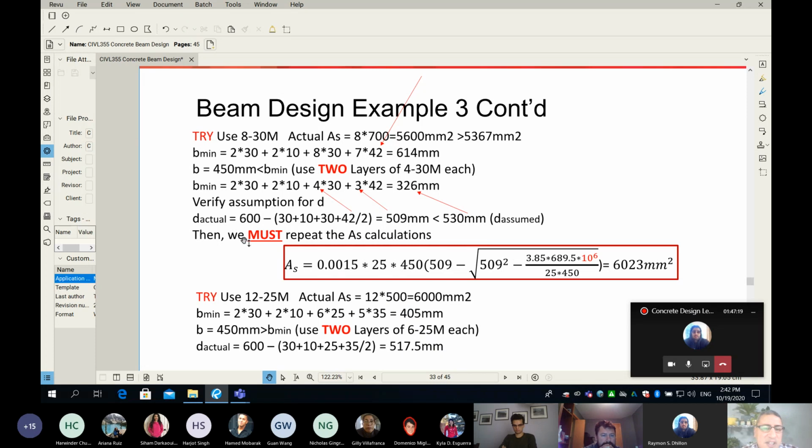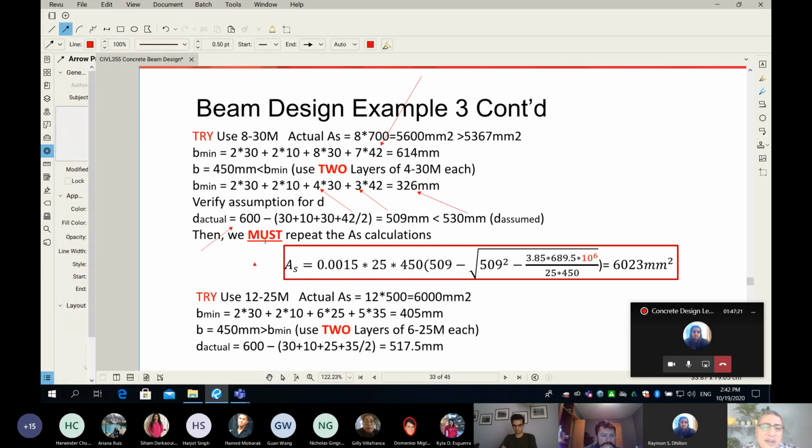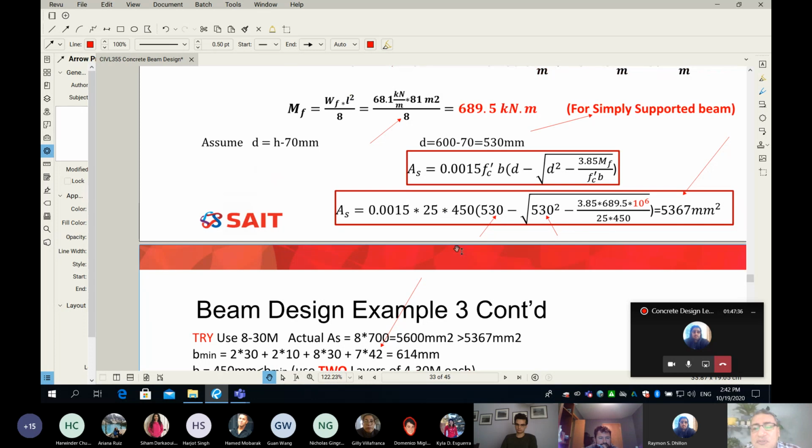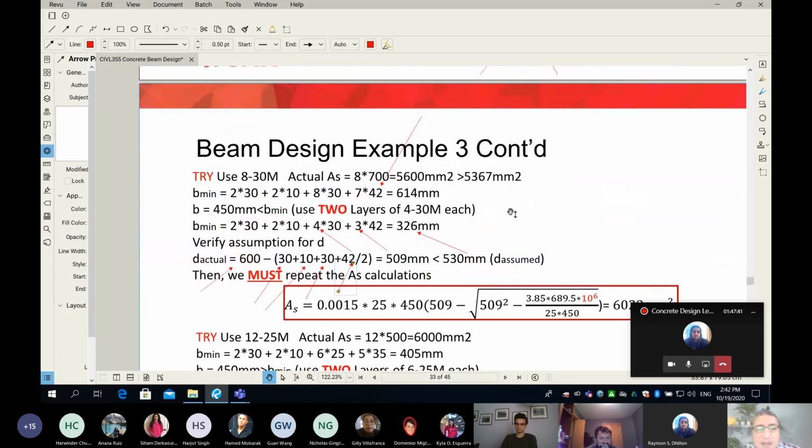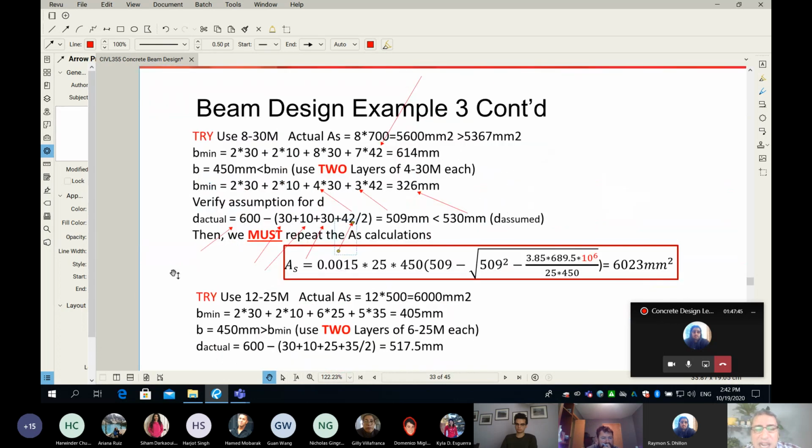Okay, so you can see here 600, that's my H, and then cover, and then stirrup, and then 1 layer of rebar, 30M, and then finally spacing over 2. So which means your actual G is 509, which is less than what we originally assumed. So the question is, and actually I don't have to ask because it's in my slide in red, bolded, underlined. I don't know how I can be more clear.